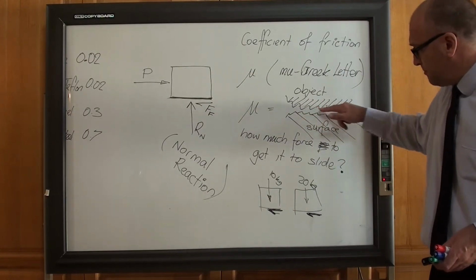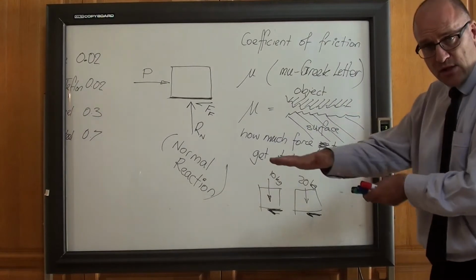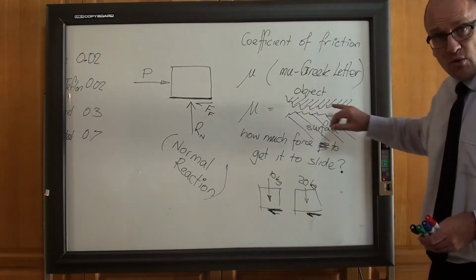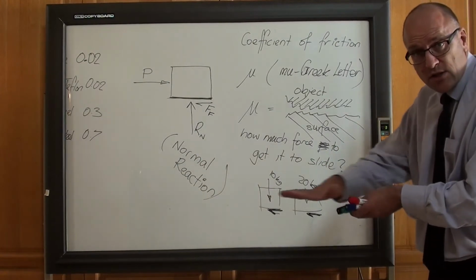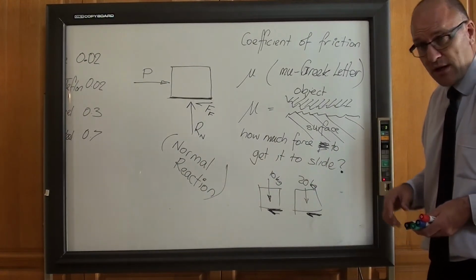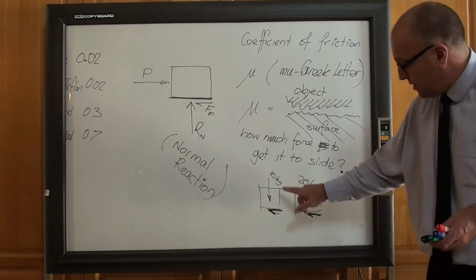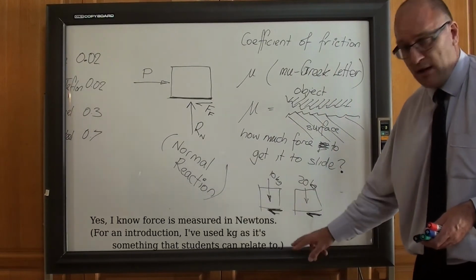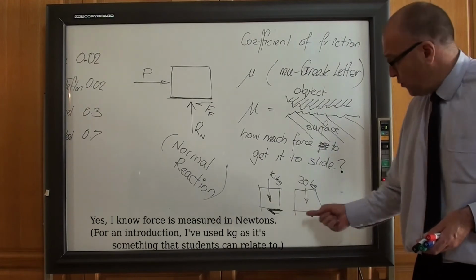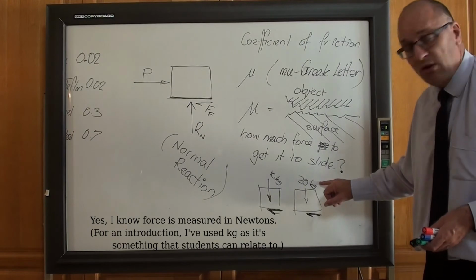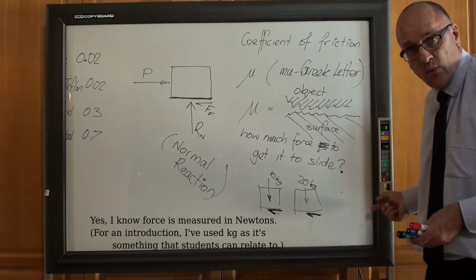If we put oil in between the surface, then it's going to slide easier and the coefficient of friction is going to drop. If we put glue in between the surface, it's going to be harder to slide and the coefficient of friction increases. So how much force is needed to get it to slide? We've got 10 kilograms. It might be, I don't know, pick a number. We might need 2 kilograms of force to get it to slide sideways. If we double the force, 20 down, we might need 4.